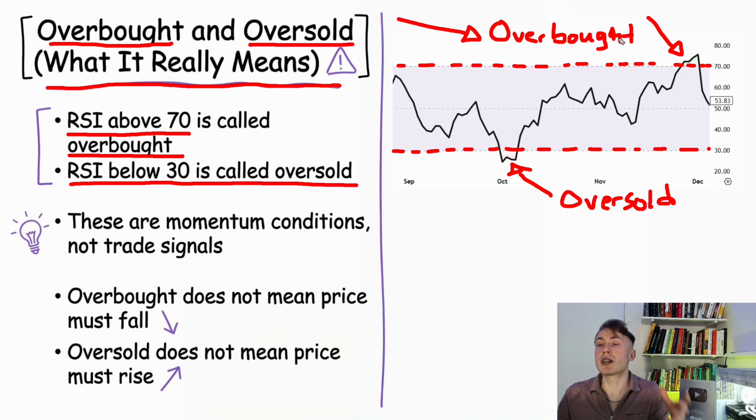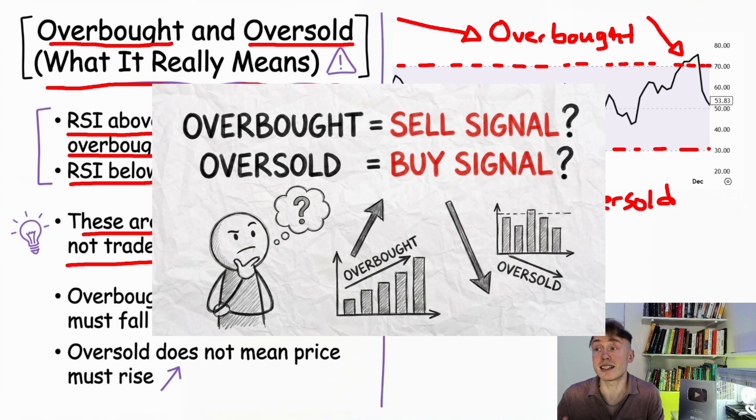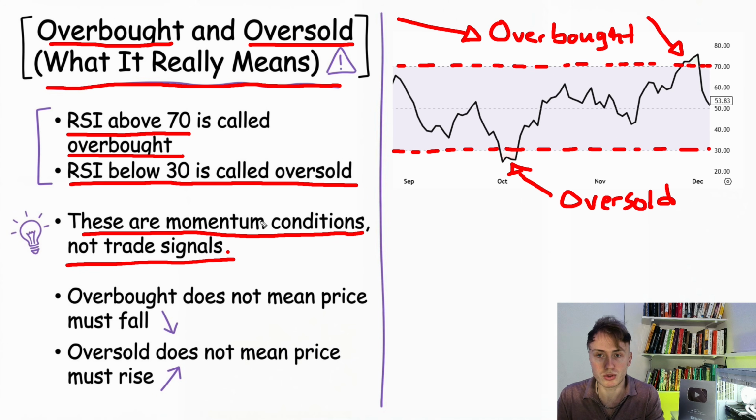But now to the very important part here. These are momentum conditions, and they are not strict trade signals. Many, especially beginner traders, think that overbought means that it's a sell signal and oversold means that it's a buy signal. But that is definitely not true.